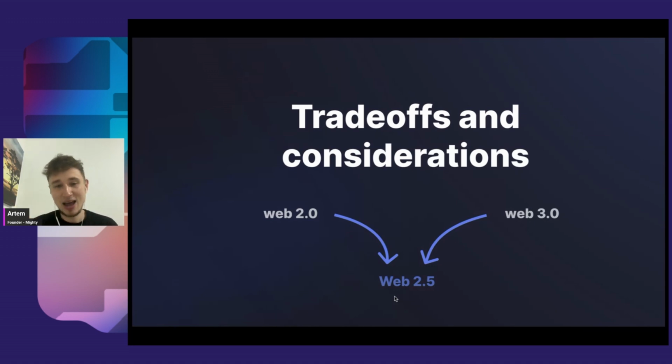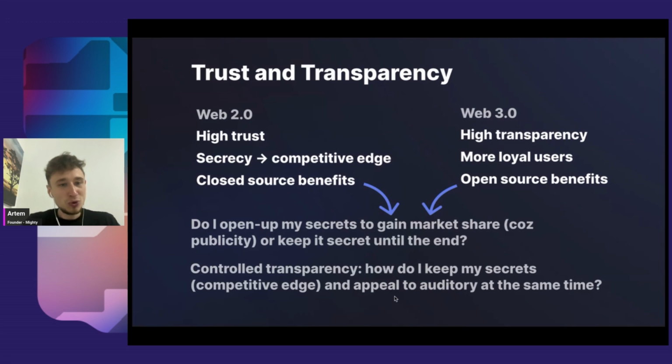What I want you to do here is ask those questions and apply them to your own specific case. And in Web 2, in trust and transparency, you have high trust. And in Web 2, you have secrecy as a competitive edge, and you have closed source benefits. So in Web 2, you really are tight with your secrets, and you want to go to market as fast as possible to leverage those. In Web 3, on the other hand, you have a lot more open source projects, and you have much higher transparency.